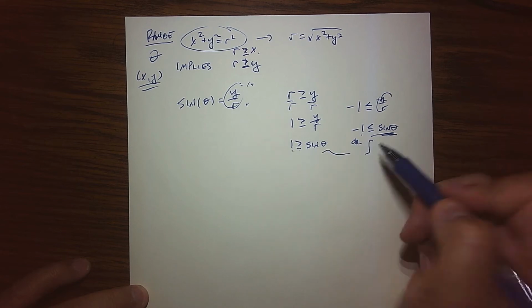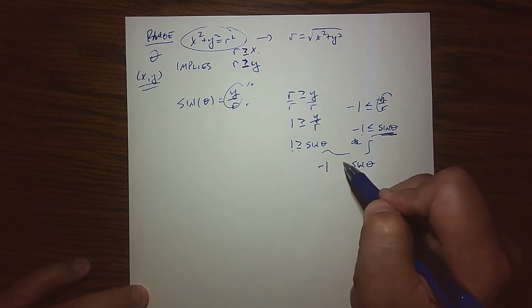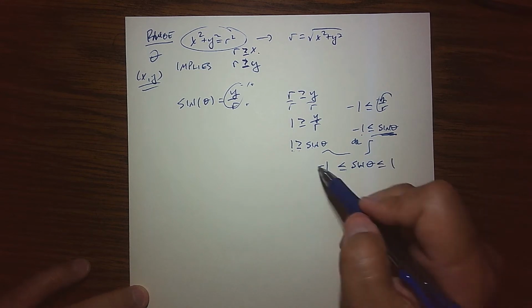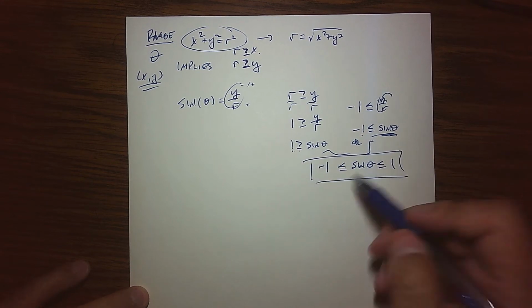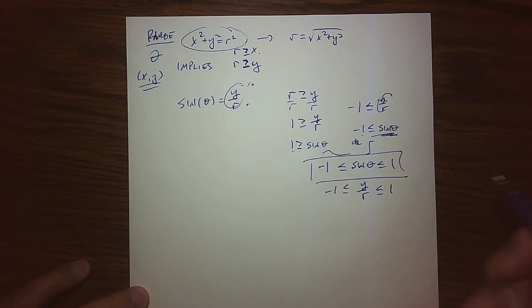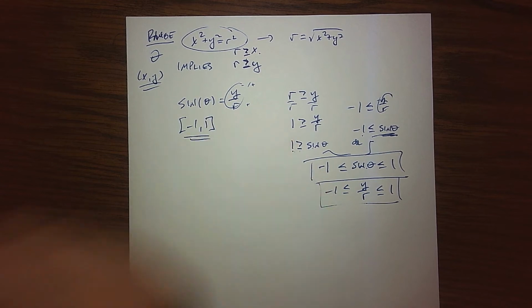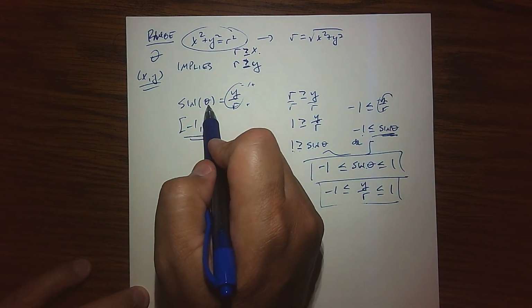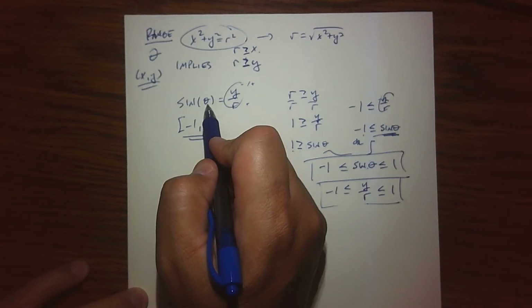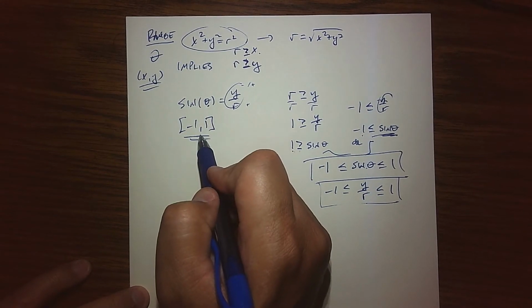So if we put these two together, the sine of theta sits anywhere between negative 1 and 1. Or just using our definition, the ratio y over r will always sit between negative 1 and 1. So the range of sine, in interval notation, is negative 1 to 1. You can put any angle you want in for sine, but you're only going to get something between negative 1 and 1.